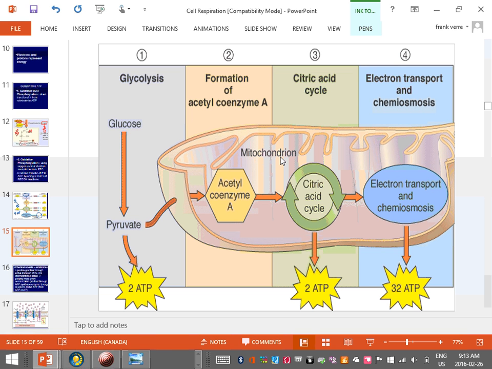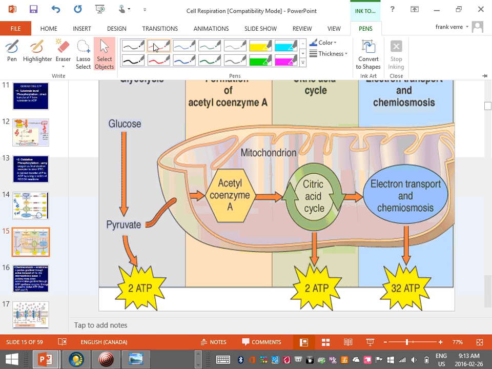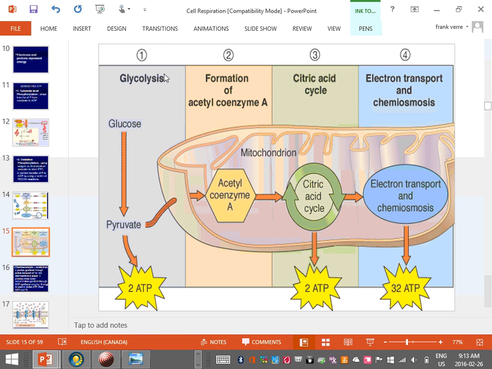Okay, so, what's the organelle that's really important in making energy? Alright, mitochondria, right? Do all the stages happen in the mitochondria? Well, look at the diagram. What do you think the answer is? No. What stage does not happen in the mitochondria? Yeah, so stage 1, glycolysis. So glycolysis actually happens outside the mitochondria, in the cytoplasm of the cell. Everything else happens inside the mitochondria. Stage 2, stage 3, and stage 4.